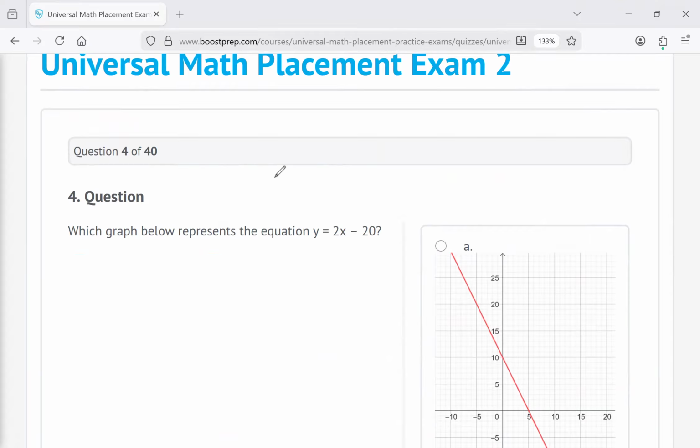We know it's a linear line. It is in the form of y equals mx plus b. And we know that our slope is positive 2, or 2 over 1. So there's a lot of things we can eliminate. Our graph has to have a positive slope, so that means our graph has to somehow head to the right.